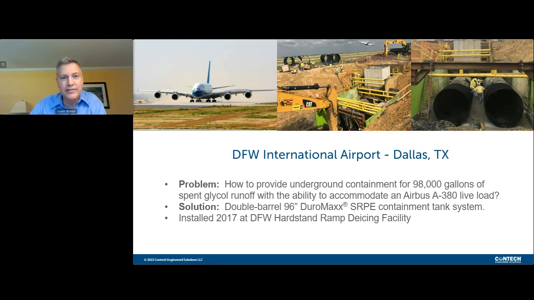finite element analysis structural calculations to show that the 96-inch Duramax could handle all of the necessary live, dead, and hydrostatic loads for the project.